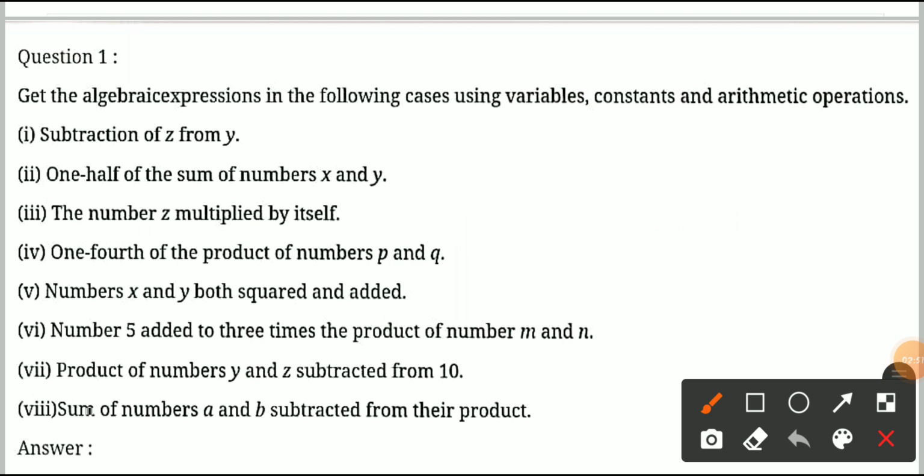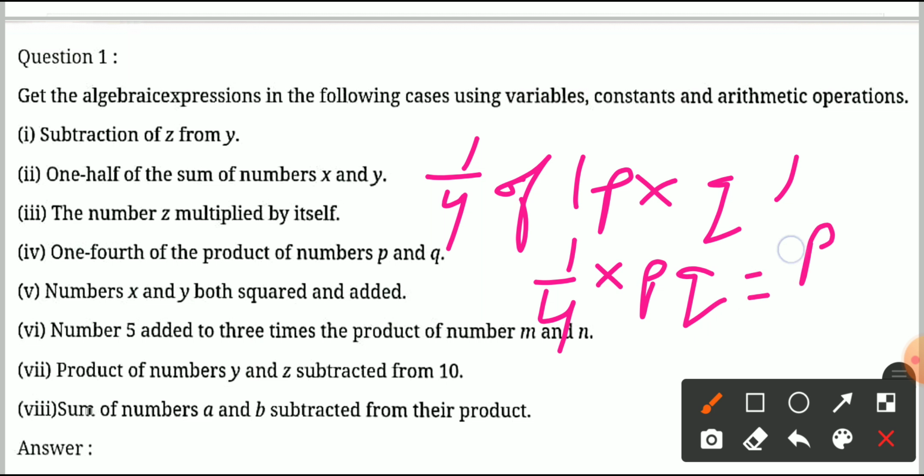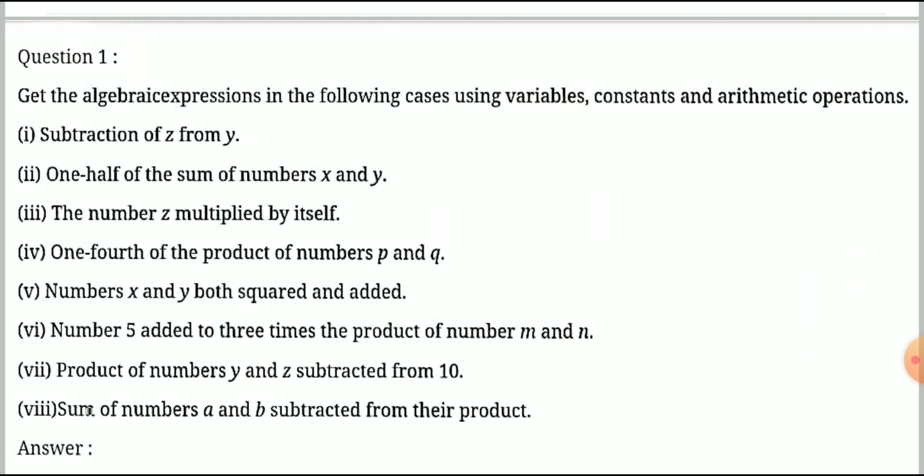Now the next one. 1/4 of the product of number p and q. 1/4. Okay. Of the product of p and q. Product of p and q. So 1 upon 4, of means multiply, by pq. Either you can do like this or pq upon 4. This also you can write in the answer. Product means multiplication. So 1 by 4 pq you can write, or pq upon 4 you can write.